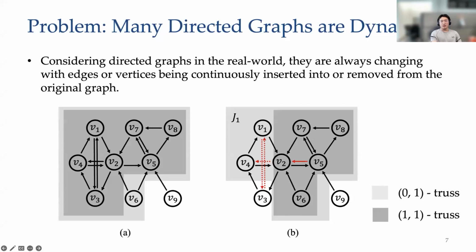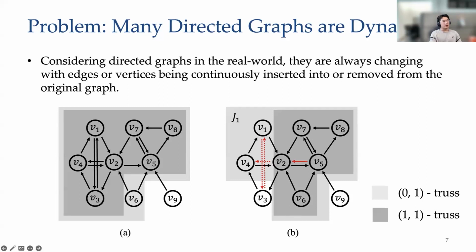Figure A shows an example of a social network. The direction of an edge represents the following relationship between two users. That is, the edge V1, V2 means user V1 follows user V2. Users always follow and unfollow others according to their interests, which will result in the update of the whole graph. In figure A, we mark all D-trusses in different colors in the original graph G, and in figure B, strategy B deletes V1, V3, deletes V3, V1, deletes V2, V4, but adds V5, V2. After applying the strategy, the result of the truss search becomes different from the results in figure A.